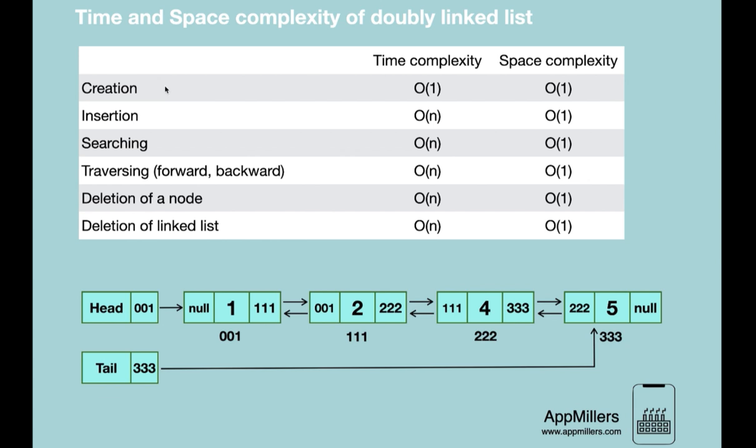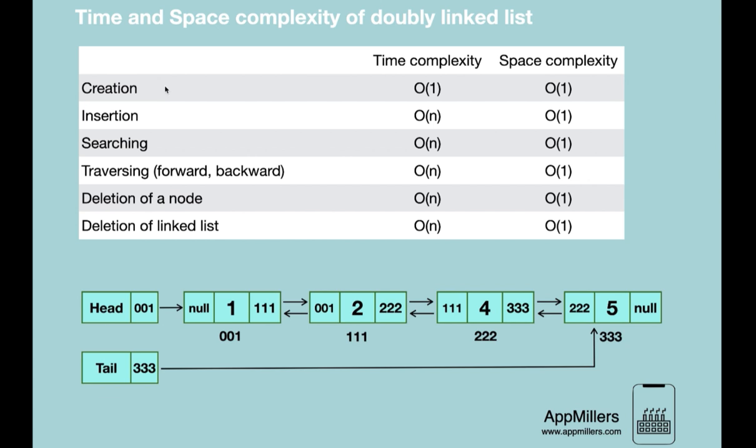Now the next operation over here is insertion. So insertion takes O(n) time complexity in the worst case, because here we have three cases. To insert an element at the beginning of double linked list takes O(1) time complexity, because here we are just updating the references. But inserting an element at the middle of double linked list takes O(n) time complexity, because here we need to loop to find the location to insert an element in the double linked list.